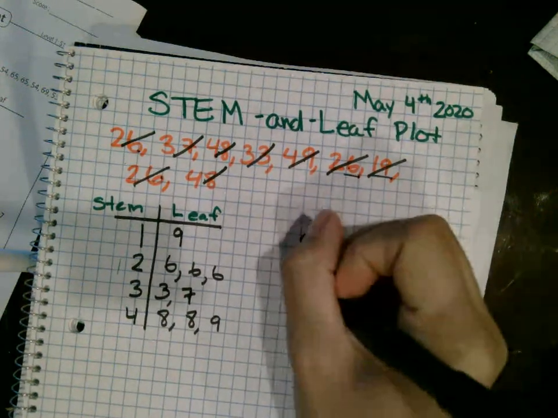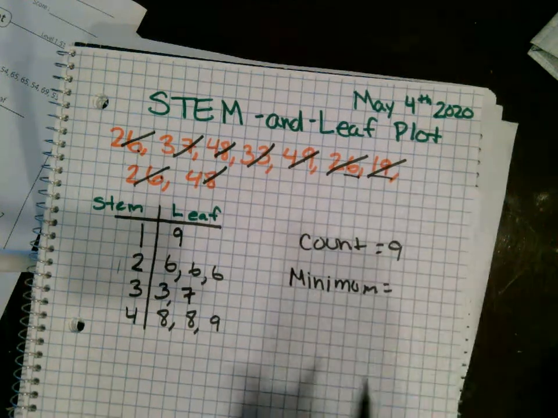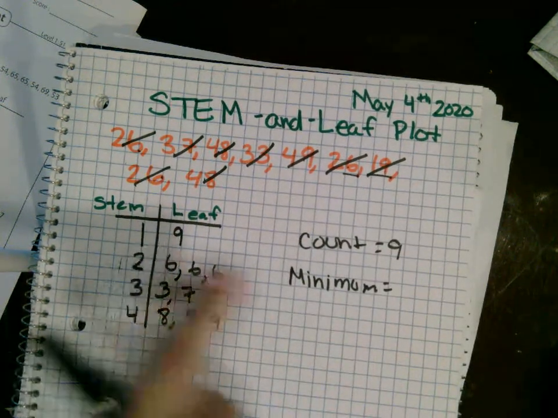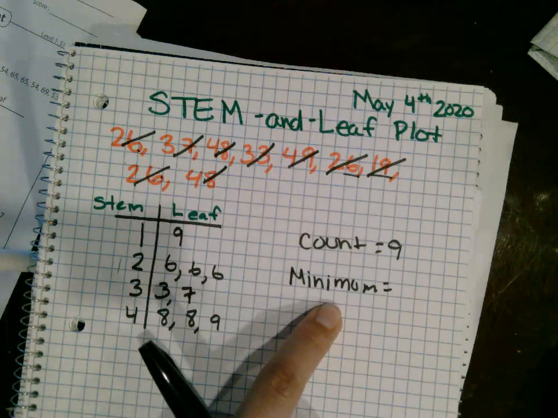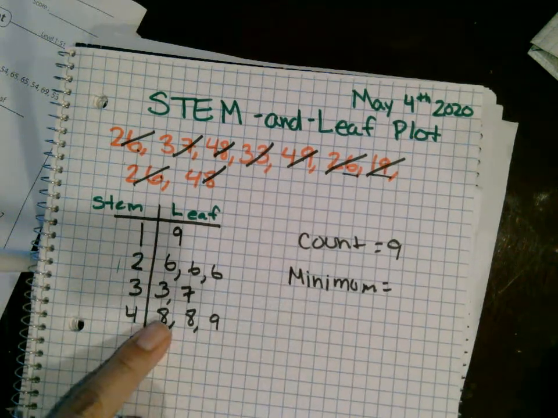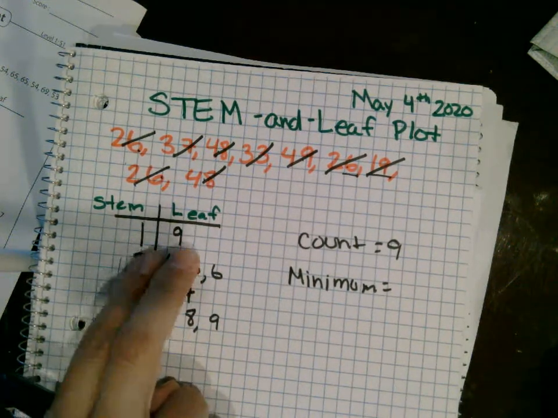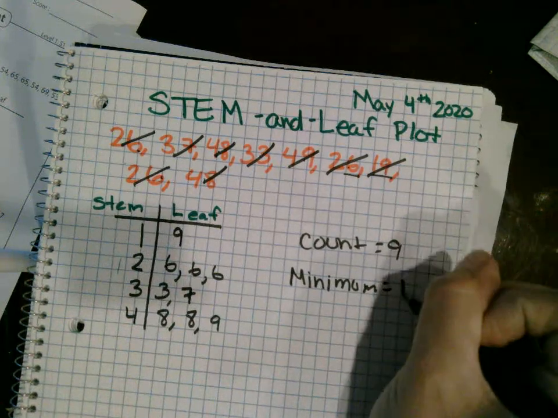Okay, so what would be your minimum? What's easy to see here, this would be your first number. Minimum is the smallest number. Please don't get this one wrong. Come on, guys. Minimum is the smallest number. What's the smallest number? It's 19. It's not 1. This is not a value of 1. This is together. It's 19.